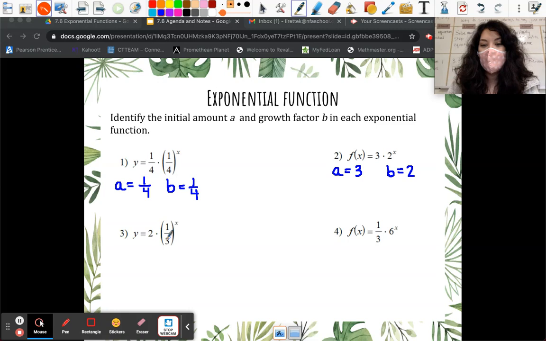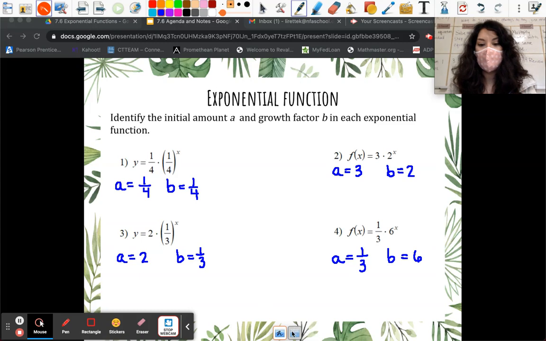And again, I encourage you to try 3 and 4. For 3, you should have gotten that the initial amount is 2 and the growth factor is 1/3. For number 4, your initial amount is 1/3 and your growth factor is 6. Okay, so it's important to understand the difference between those two things.